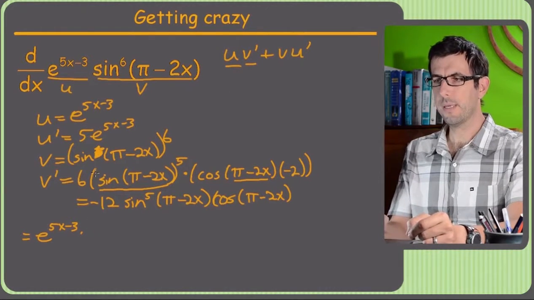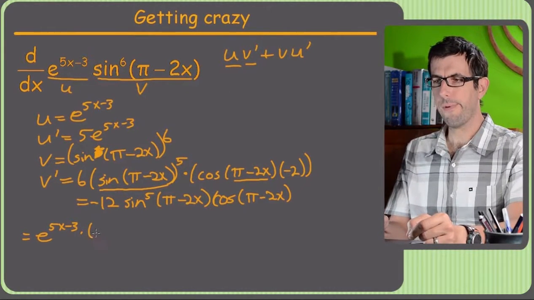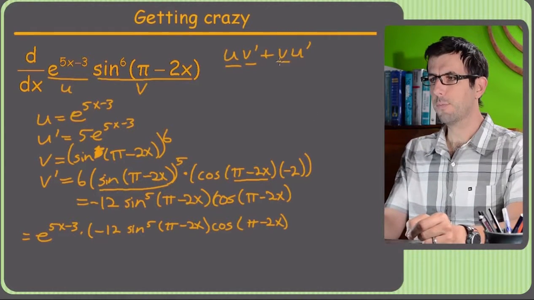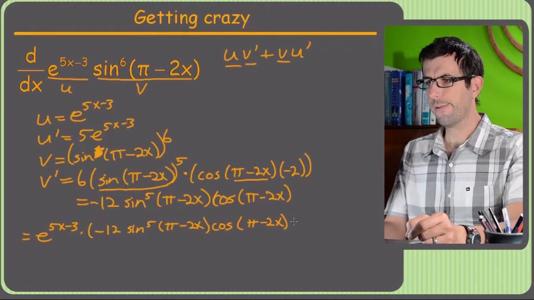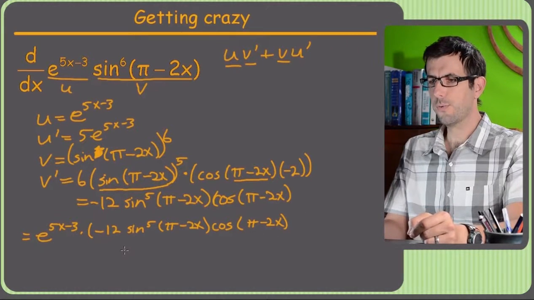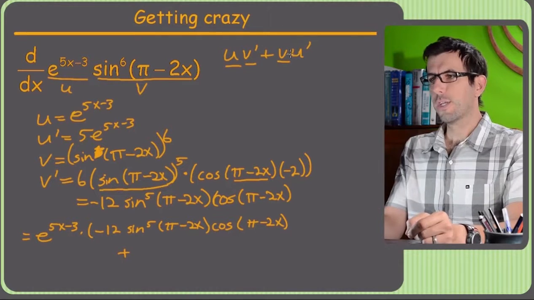V prime is that big mess I just got, negative 12 sine to the fifth of pi minus 2x times the cosine of pi minus 2x. Wacky. All right, so plus v. This is not all going to even fit on one line. That's crazy. Yeah, I'll just throw in a plus sign. Go to the next line.